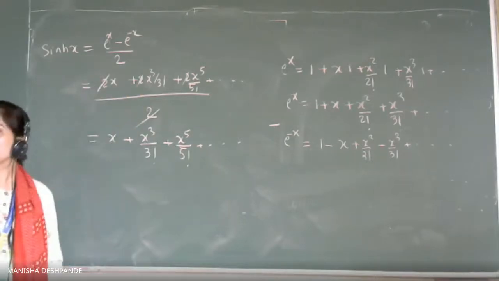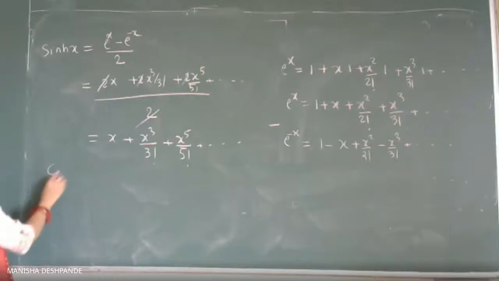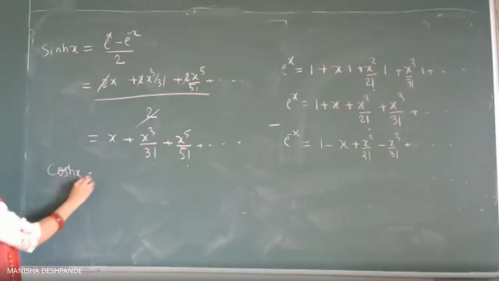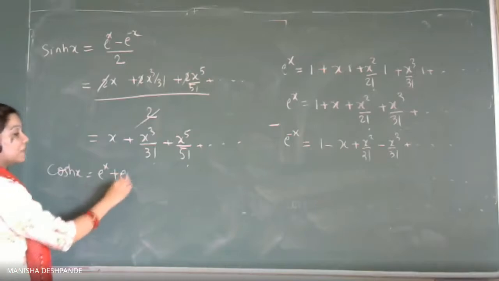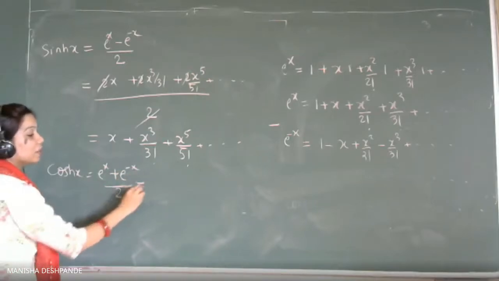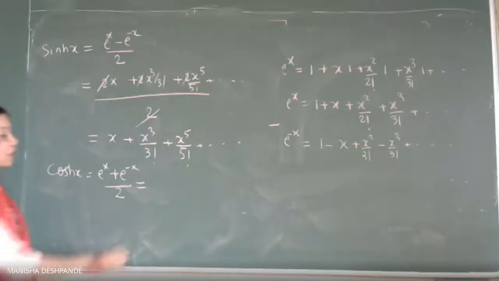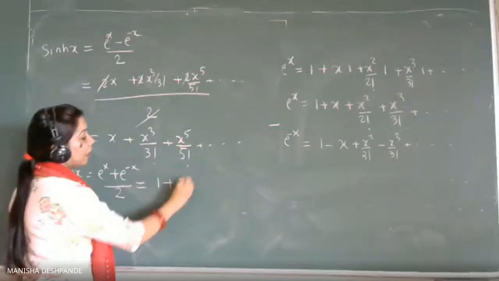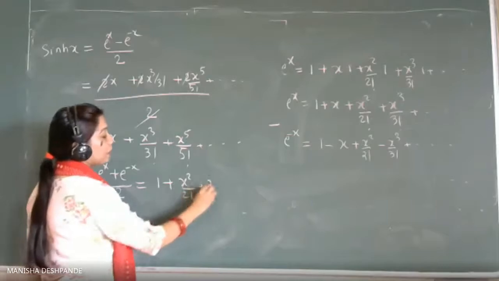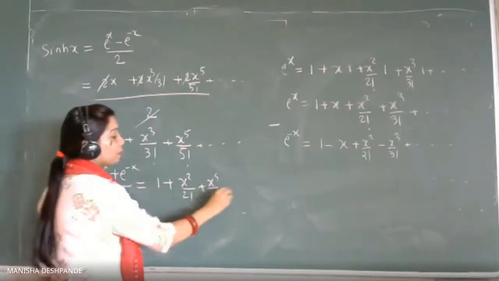Okay. So what will be cos hx? Cos hx is defined as e raised to x plus e raised to minus x divided by 2, and that will be all even terms with all plus signs. So it will be 1 plus x square by 2 factorial plus x raised to 4 by 4 factorial.